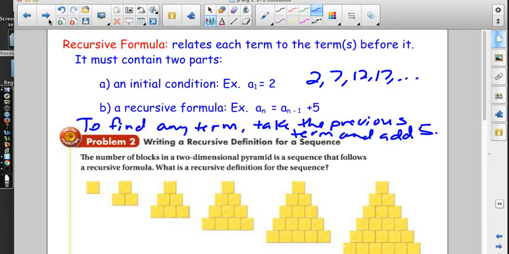But like I said before, to do recursive, you have to keep going. If we want the 50th term, we're doing that 50 times. You know? So it's not the best way to write a formula, but sometimes it's the only way you can think of to get it.